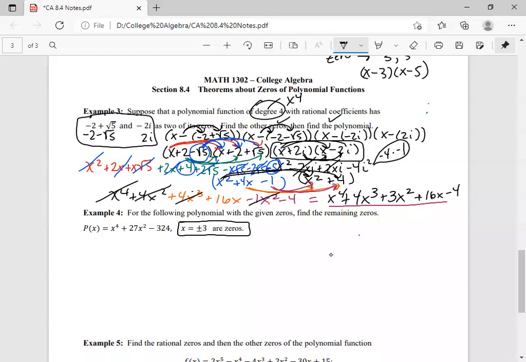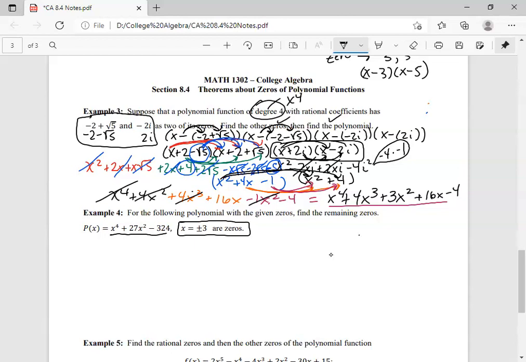Okay, so if those are zeros, here's what you need to think about. They will go into this polynomial evenly with a remainder of 0. If they are zeros, then they have a remainder of 0. So what we want to do is use what we know from 8.3 about synthetic division, and divide these zeros out so that we can get something smaller than this to factor.